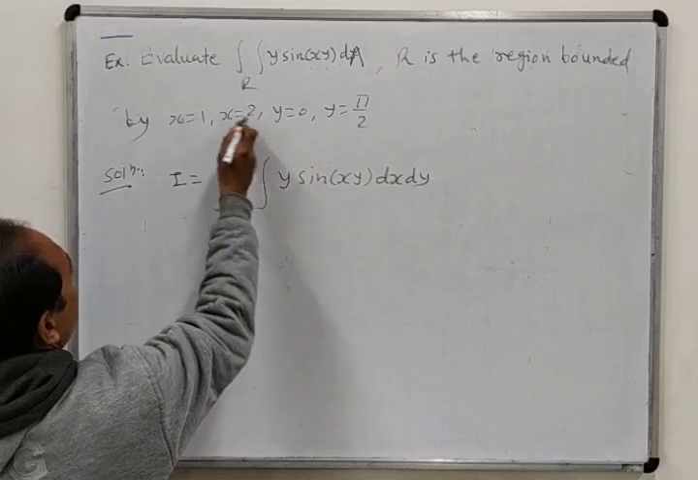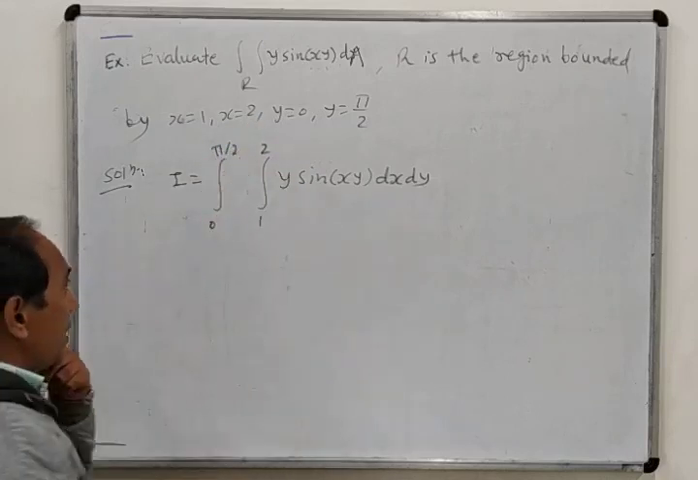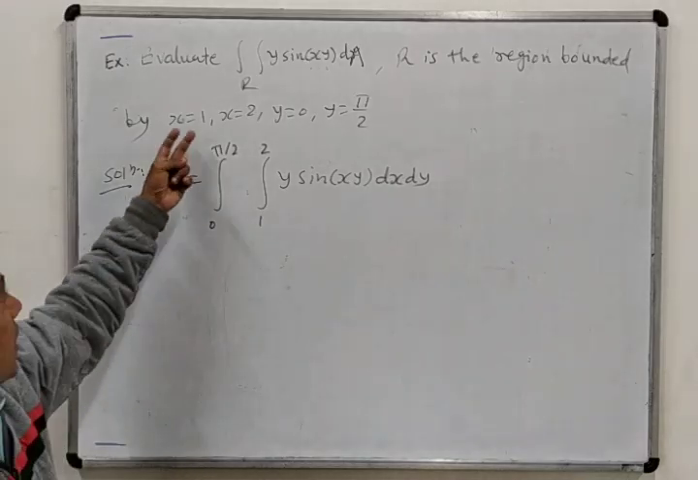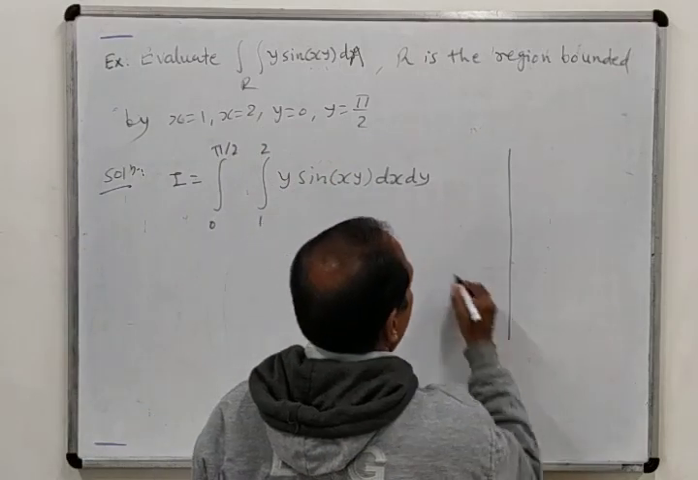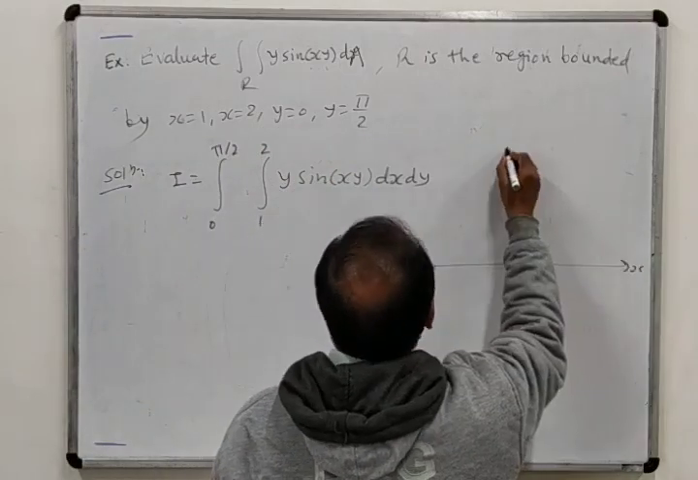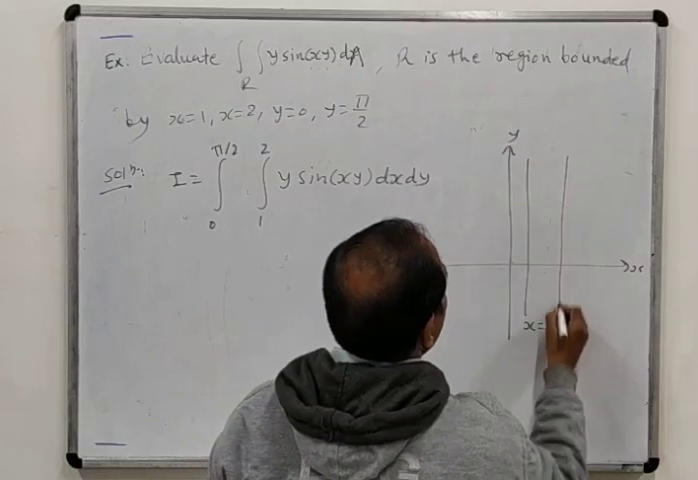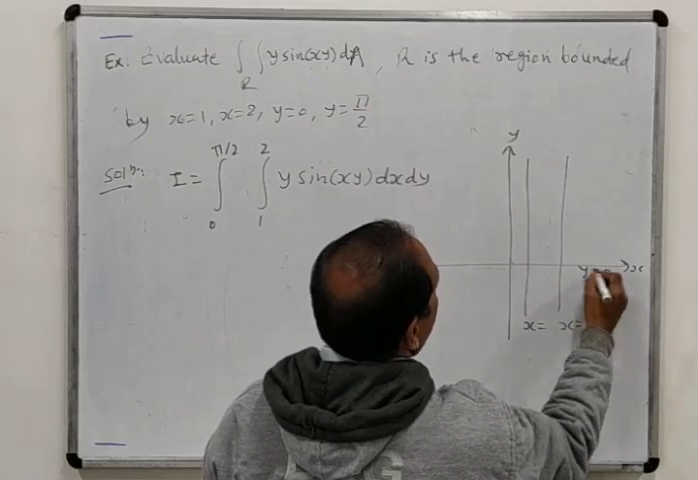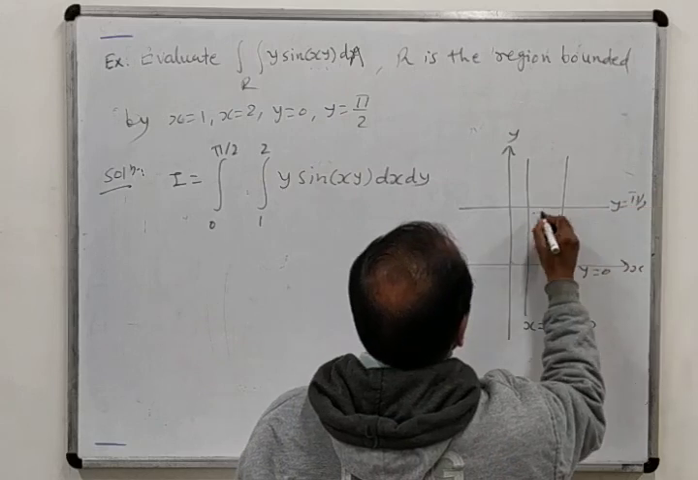That means the limits of x are from 1 to 2, and y from 0 to π/2. Here we have written the limits directly without drawing the figure, because the limits are already given in their original form. If you want to draw the figure, you can do it. Suppose this is x = 1. This is x = 2. y = 0 means the x-axis. And suppose this is y = π/2. So this is the region.